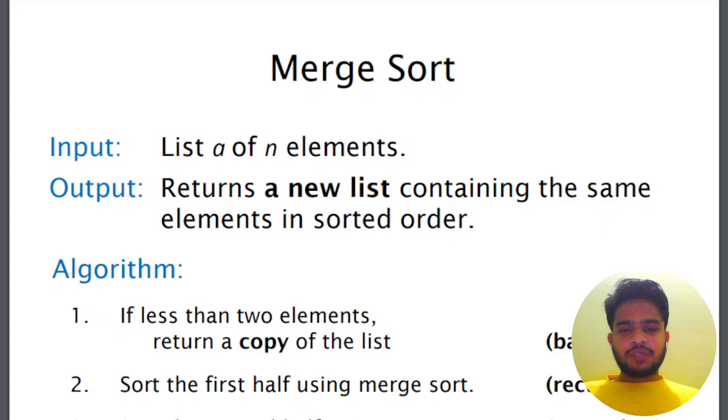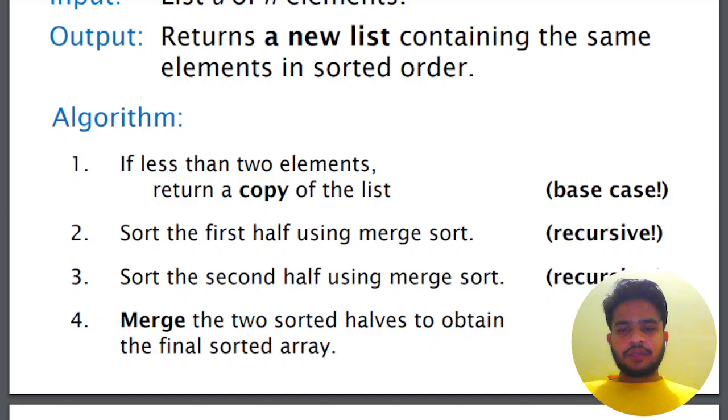If less than two elements, return a copy of the list. Then sort the first half using merge sort. Then sort the second half using merge sort. Merge the two sorted halves to obtain the final sorted array.